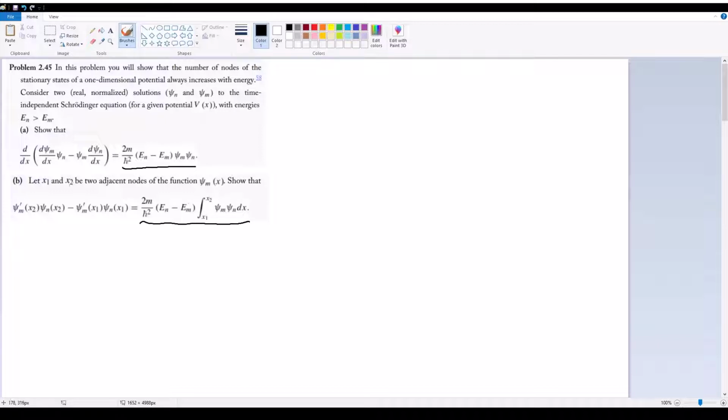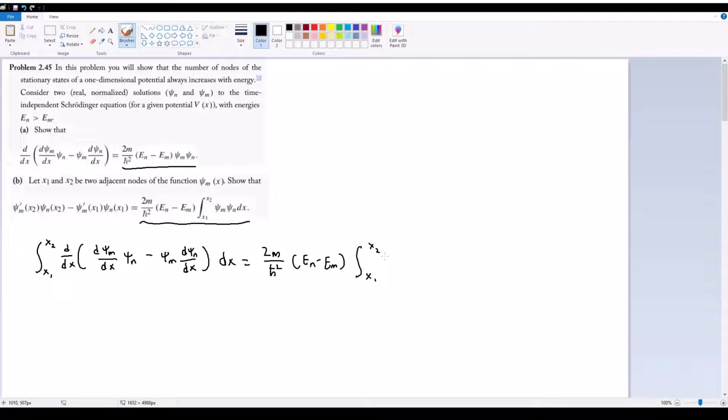So that tells me that I should just take this entire expression and integrate from x1 to x2. So let's do that. The integral from x1 to x2 of d/dx of (dψm/dx times ψn minus ψm dψn/dx) dx is going to equal 2m over ħ² times (En minus Em), because that gets brought out since it's a constant, times the integral from x1 to x2 of ψm ψn dx.